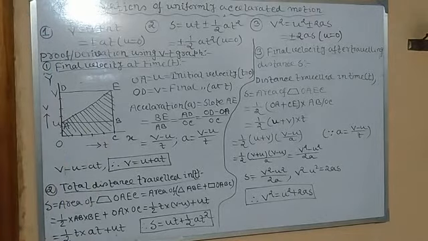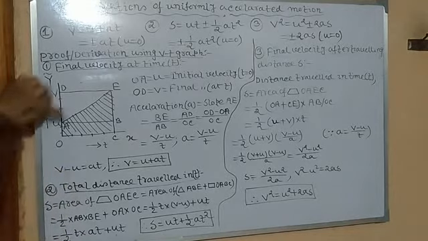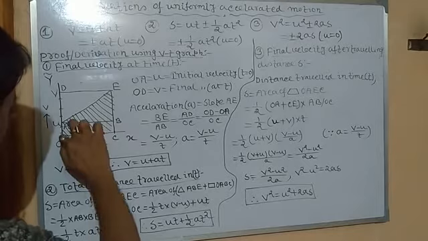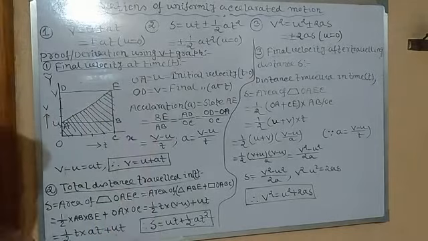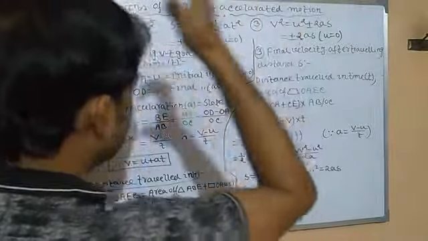Clear? If the body possesses zero velocity, if the body has no initial velocity, isn't it? No initial velocity, then in that case, the graph will start from here, from the origin, passing through the origin. Clear? Moving on to the third equation.